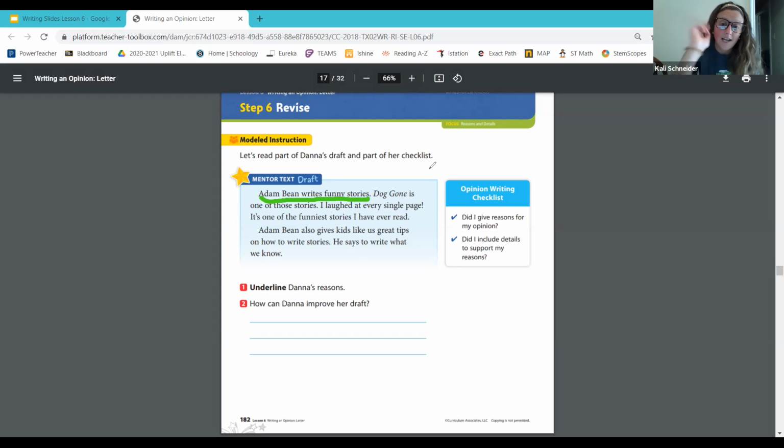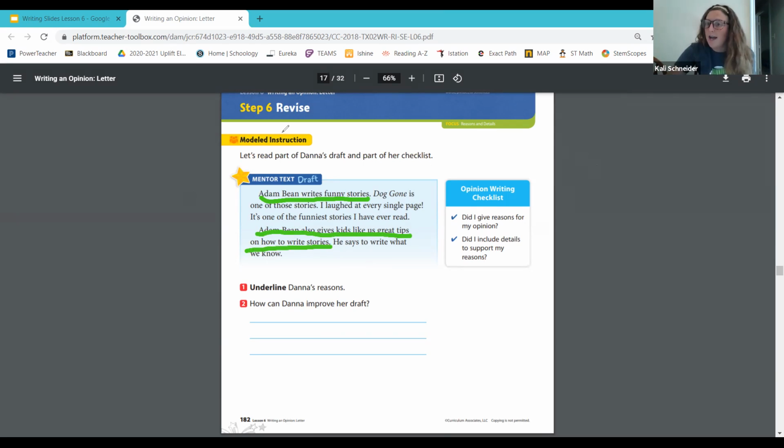And then the second opinion that she gives is that Adam Bean also gives kids like us great tips on how to write stories. So that's a really good reason to have someone come and be an author. If you're getting tips and reasons, so Adam Bean also gives kids like us great tips on how to write stories. That is her second reason. And he says to write what we know. That is giving us a detail on how we know. He gives tips.